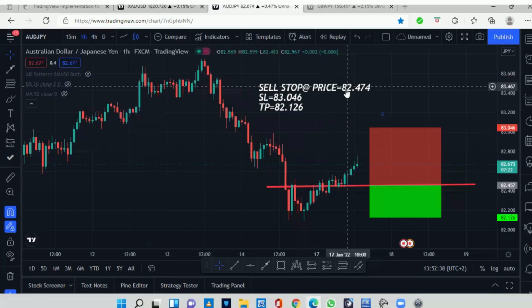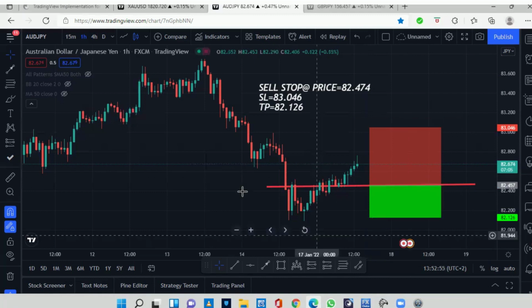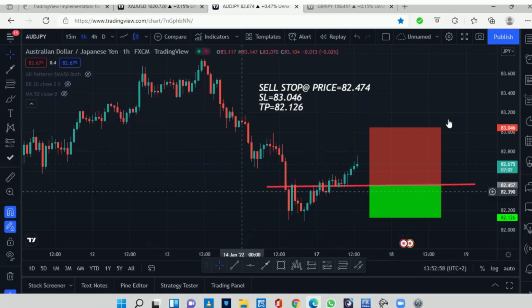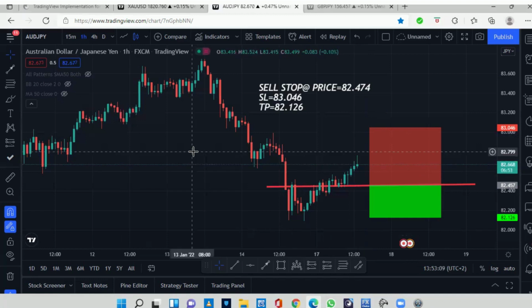Our trade will only run as a sell trade when price reaches the level of 82.474, which is where the red line is. This is where our order is. But currently price is at 82.675. Obviously, the stop loss has to be above everything also. So I hope this will bring a very big impact into your trading knowledge, as there are people that use buy orders and sell orders, and those are incorporated into their strategies.